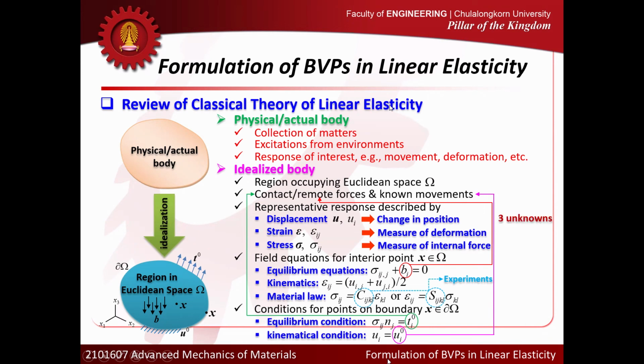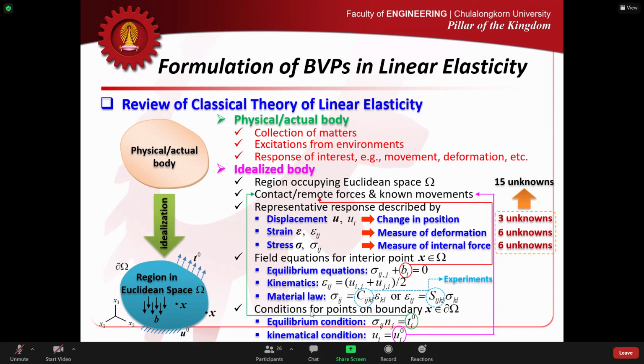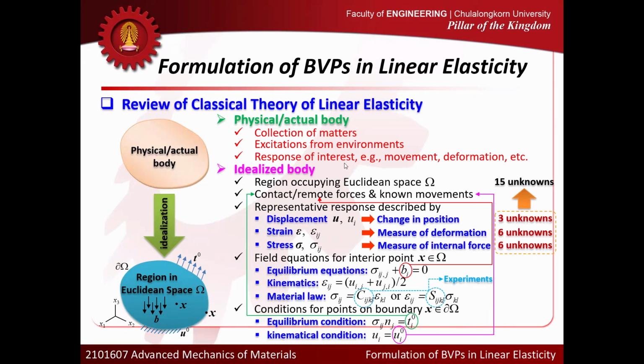So now if we look at the unknown response that we have, we introduce displacement, strain and stress. So how many unknowns do we have here? If you count all the components, each component is a function. So now we have 15 unknown functions, right? Because displacement, strain and stress are functions of X. So they are functions of position. So now we have to deal with 15 unknown functions. Okay. How many equations do we have here?